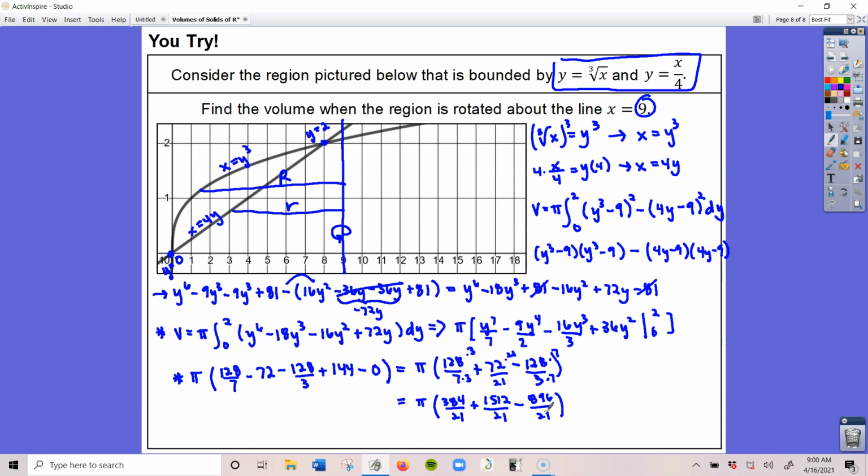So now we combine all of these. When I add 384 plus 1,512 and then minus 896, that's going to give me 1,000. So 1,000 pi over 21. And this would be my final answer. And that's how to find volumes of solids through revolution.